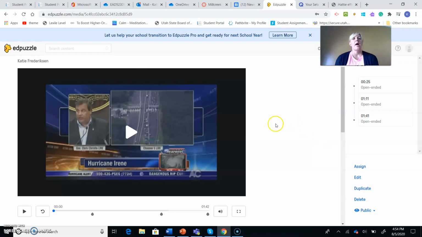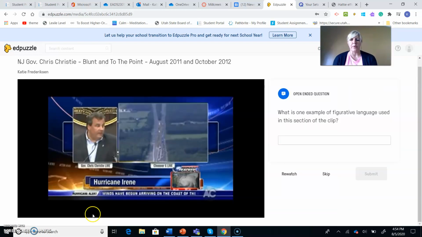And so I had them watch these examples, and at these different points through the text right here, I have questions that they can answer. For example, my first question right here is, what is one example of figurative language used in this section of the clip? Of course, I've already talked about figurative language to them, okay? And so they can look back on their sheet and address the issue.